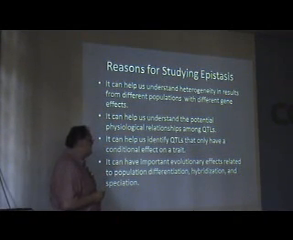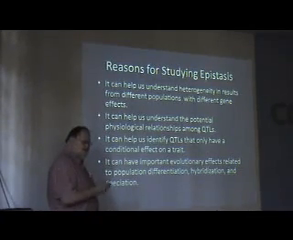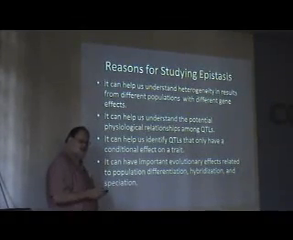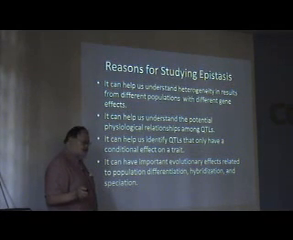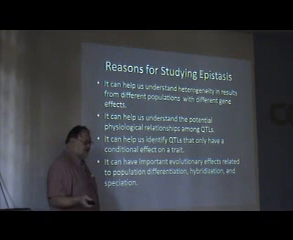It can help us understand heterogeneity in results from different populations with different gene effects. Under epistasis, you expect the effect of a gene to change depending on the frequency of other genes that are present. And different populations can have different gene frequencies at these other loci, thus modifying the effect of the locus you're interested in.